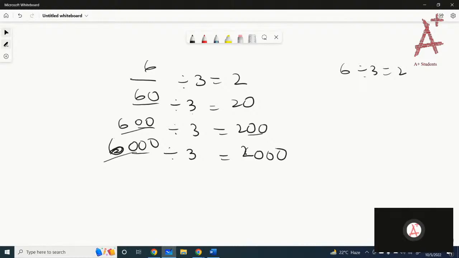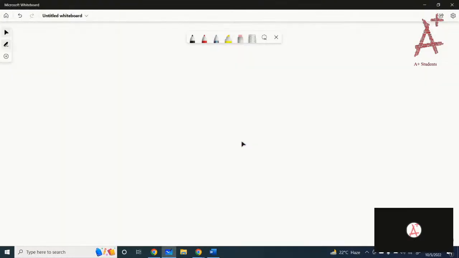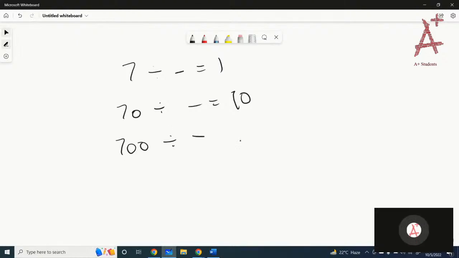Okay, the next one is complete the pattern. 7 divided by the missing number is 1. 70 divided by the missing number equals 10. 700 divided by the missing number equals 100. And 7,000 divided by the missing number equals 1,000. Okay, you have to find the missing number.